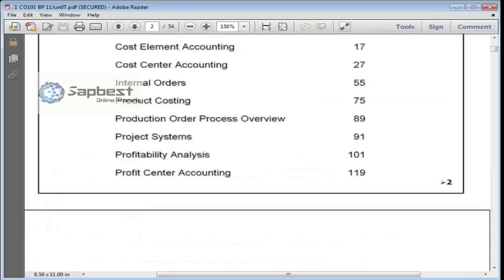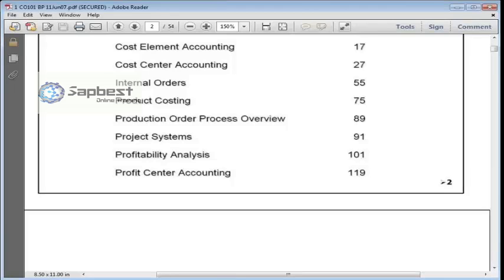So within the CO, you have cost center accounting, cost element accounting, you have internal orders, you have product costing, you have production order process, you have project systems, you have profitability analysis, and your profit center accounting. So you have all these things within CO. Okay, and it is actually a much bigger chapter than FI CO in the real world.